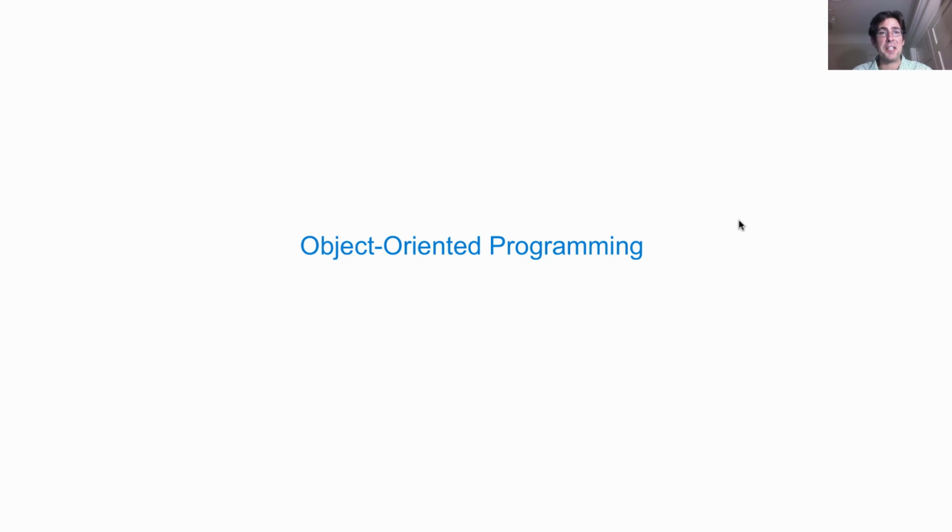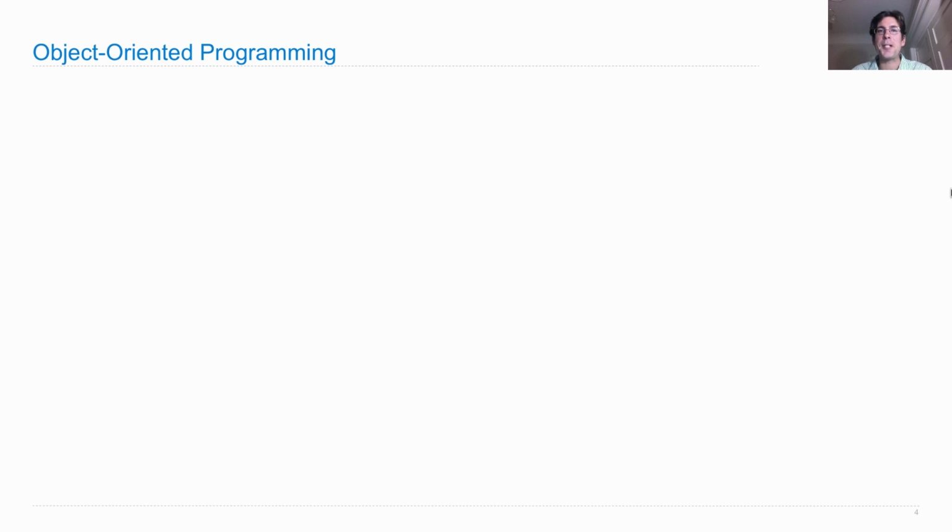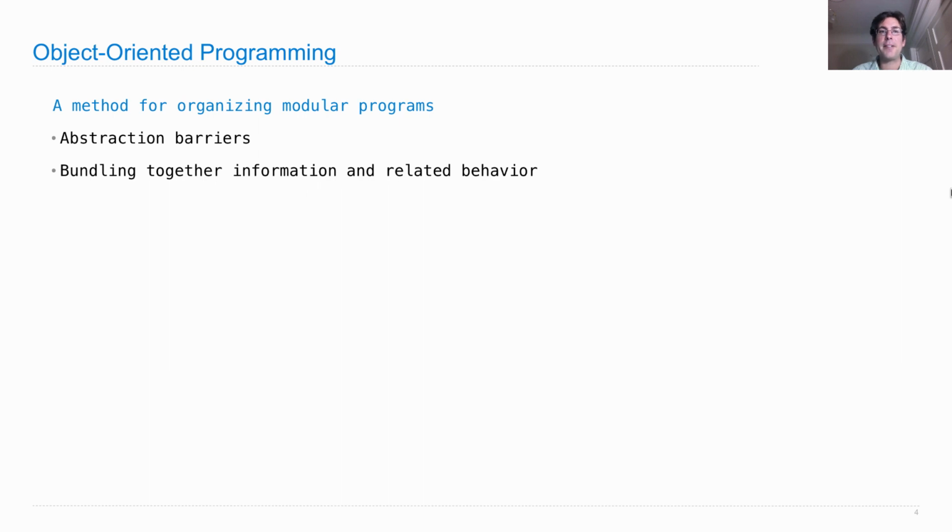Today we begin learning about object-oriented programming. So we already know that all values are objects in Python, but we're going to start to understand what that really means. Object-oriented programming is a method for organizing modular programs, meaning that you define each piece without worrying about the other pieces, and then they all work together. So that means we're going to worry about abstraction barriers and bundling together information and its related behavior.